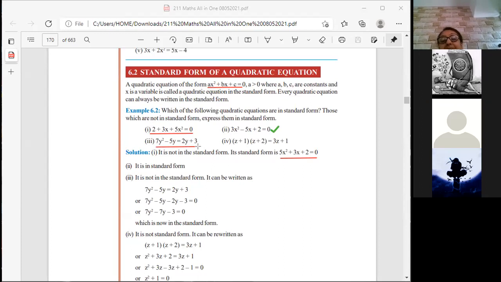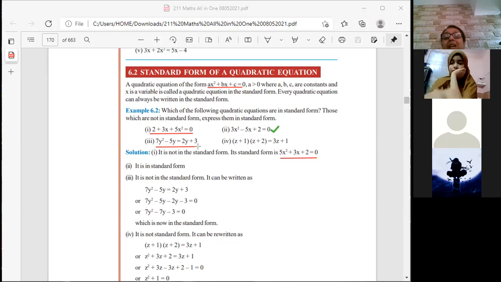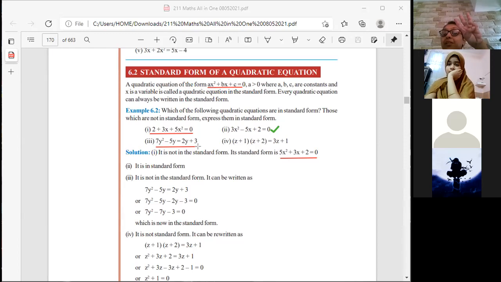Teacher, I have a doubt. Yeah, tell me, beta. The signs also should be same, right? No, not necessary. Your signs can change. It can be ax square minus bx plus c. It can be ax square plus bx minus c. It can be any sign. Plus minus is no problem. You have to have 3 numbers, and you have to have 1 variable with degree 2. Got it?